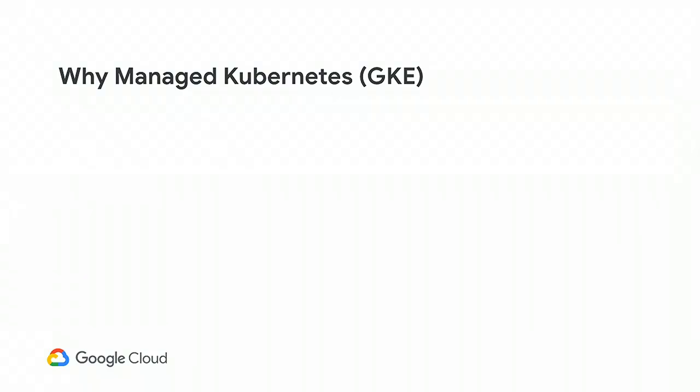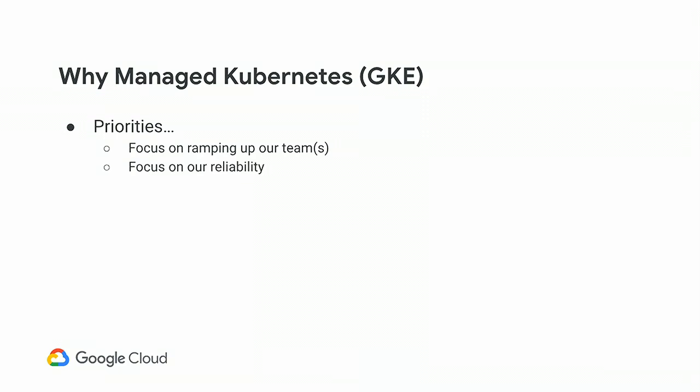Why did we choose managed GKE? It really comes down to priorities. Like I said before, we wanted to accelerate application development, and that was our number one goal. And as Jason mentioned, it was really about how we allow individuals to focus on the application and not so much the infrastructure. So we decided to go with managed GKE and focus on ramping up our teams, number one. Number two, redefine a focus on reliability.